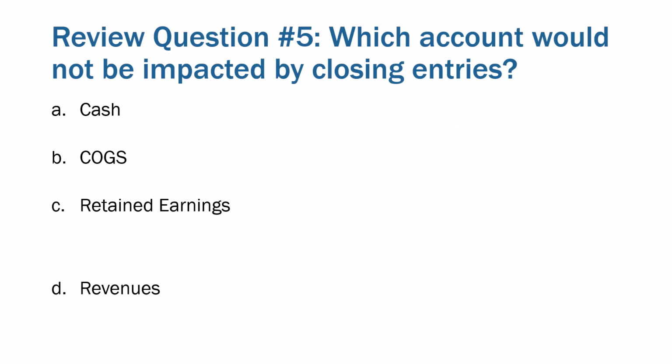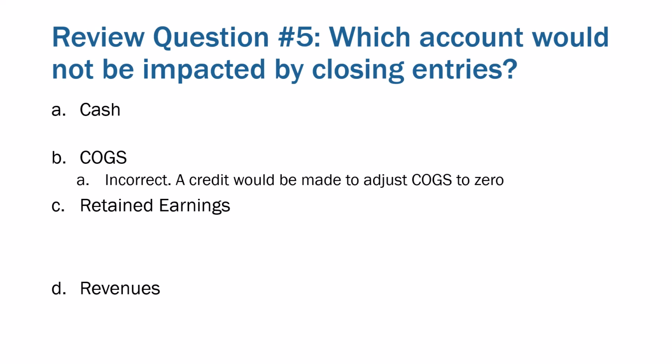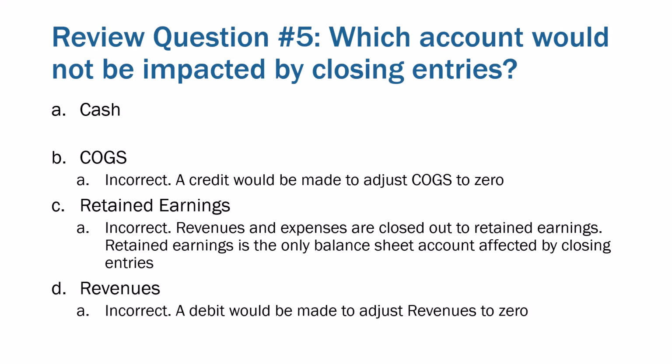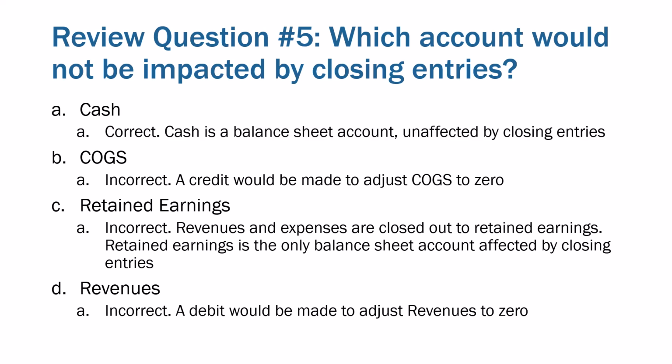So we think about which account would not be impacted by closing entries. You can go ahead and take your guess on this one if you like. Pause the video if you want. COGS is incorrect. That's an expense. We're going to credit it to get it to zero. Retained earnings is incorrect. Revenues and expenses are closed to retained earnings. So in fact, retained earnings is the only balance sheet account that's going to be affected by closing entries. Revenues is not correct. We're going to debit those to get revenues to zero. Cash is correct. Cash is a balance sheet account, which is unaffected by closing entries.